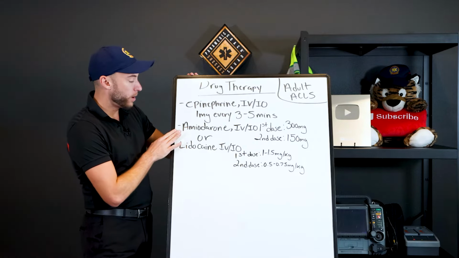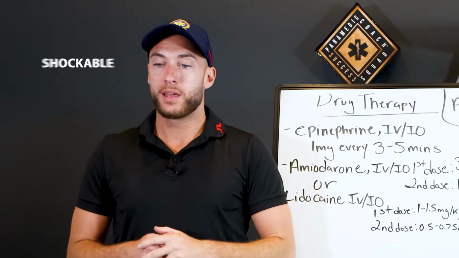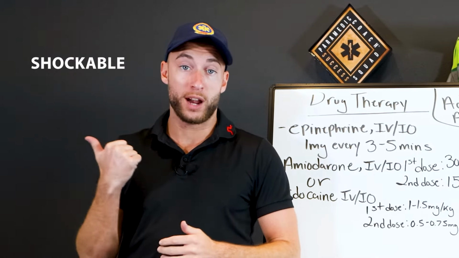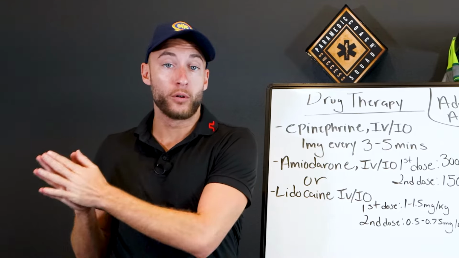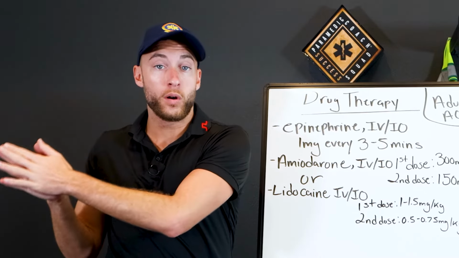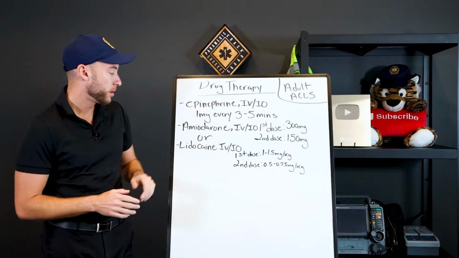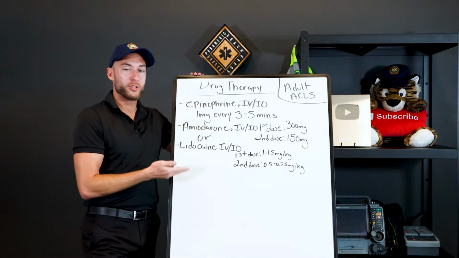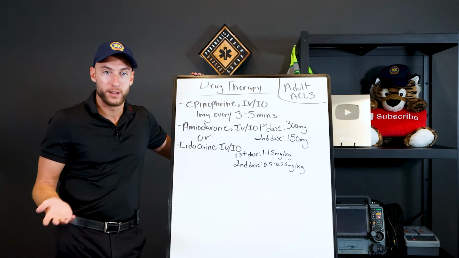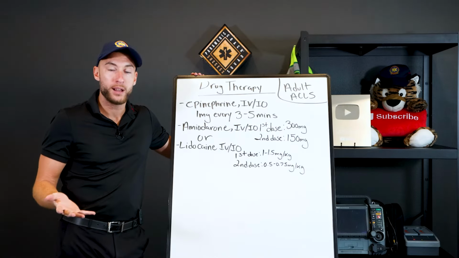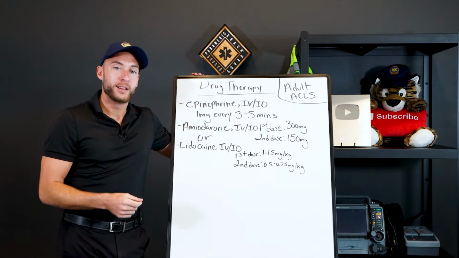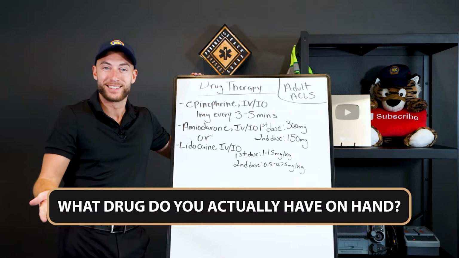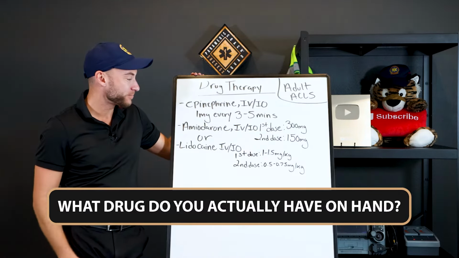Now, when we're on the yes shock side, okay? So we're shocking the patient. They're in pulseless VT or VF. We have a decision. Do we want to use amiodarone or lidocaine? This decision really is not that big of a deal. They both do the same thing. The difference is, what drug do you have available? That's actually the biggest determining factor, okay?